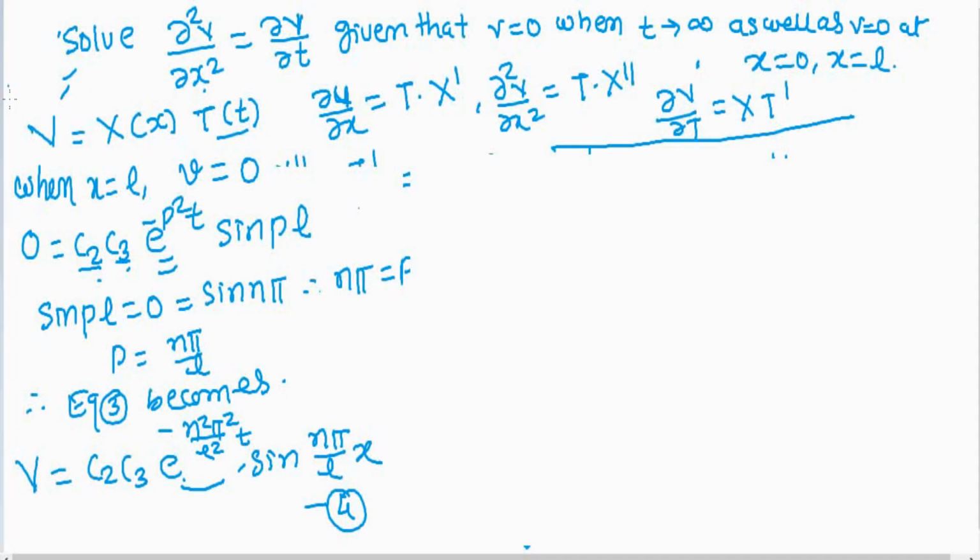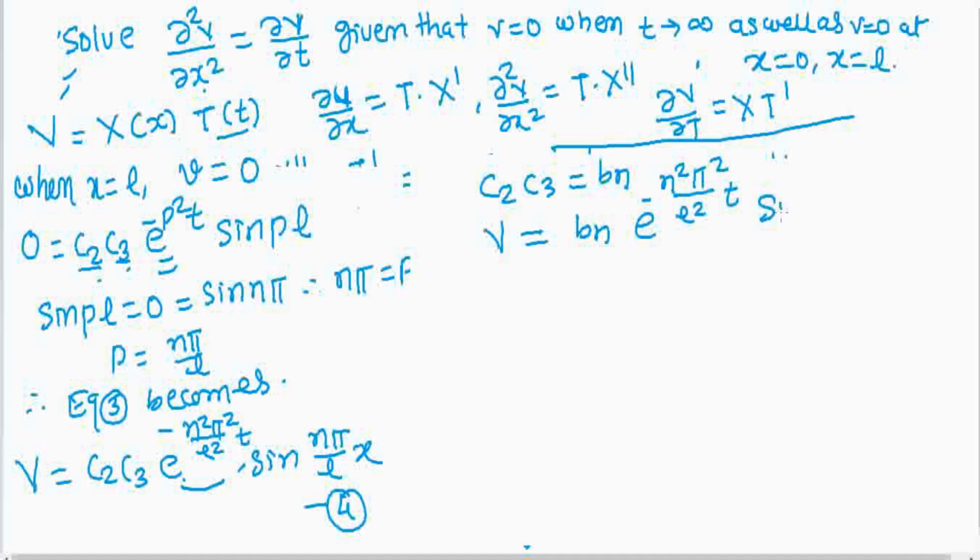Now friends, we arrive at equation number 4. Let us take this value of constant c2 into c3 equal to Bn, and therefore it will look like Bn into e raised to minus n square pi square divided by L square into t into sine of n pi x divided by L. What is n? N is equal to 1, 2, 3, like this integers. So these are all solutions for n equal to 1, n equal to 2.